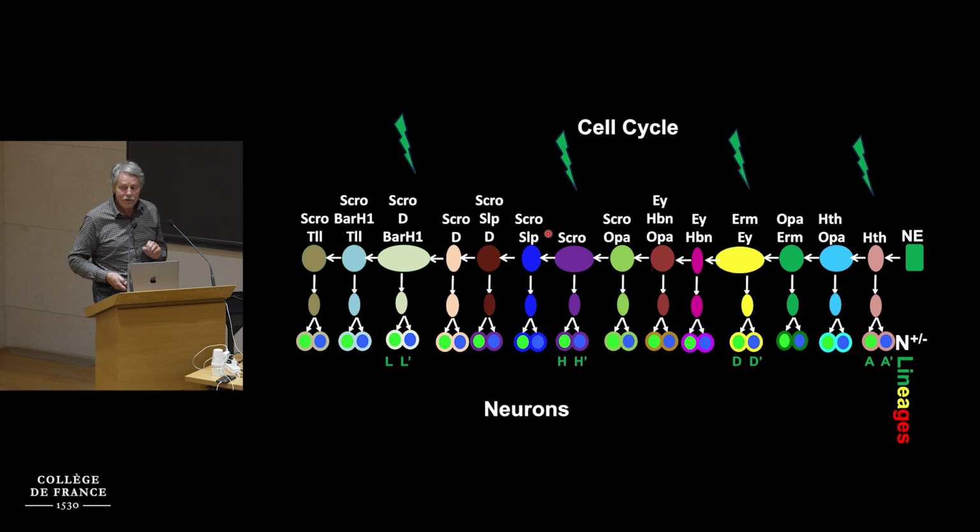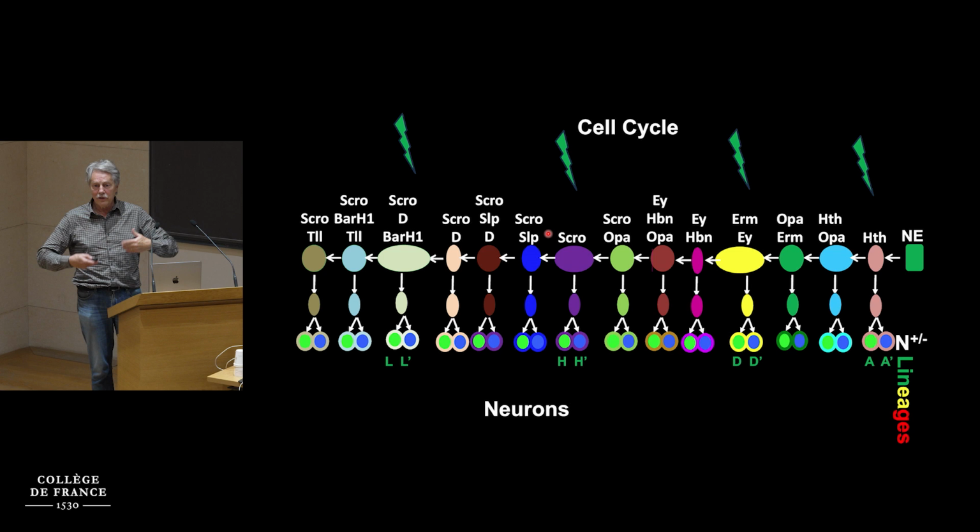But then on top of that, you're going to have the cell cycle. And the cell cycle depends on totally different criteria. Simply, when the cell divides, it loses one third of its weight because the new cell is produced, and then it has to regrow again before it can divide a second time. And this is going to depend.